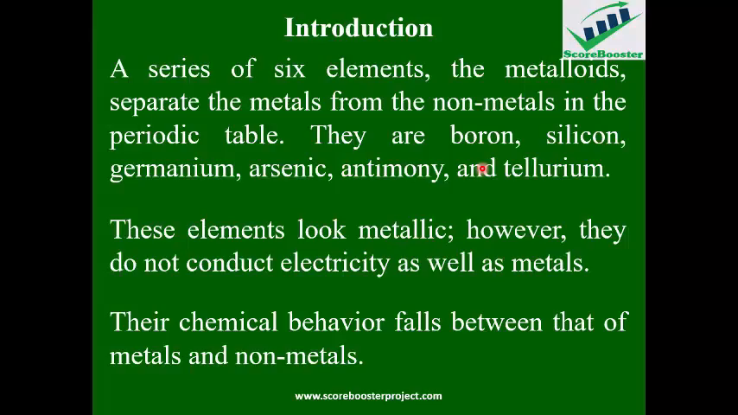So as a matter of introduction, metalloids are composed of 6 elements of the periodic table. Those elements separate the metals from the non-metals. These are boron, silicon, germanium, arsenic, antimony, and tellurium, as I have shown on that periodic table.